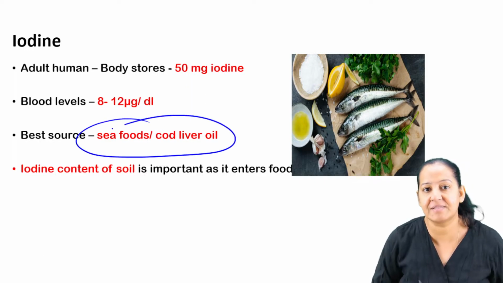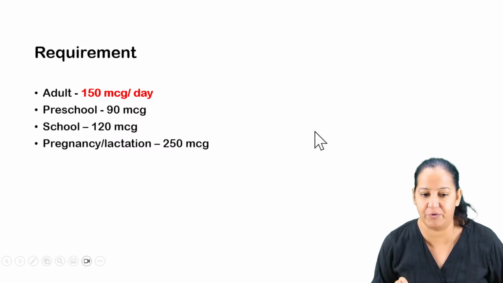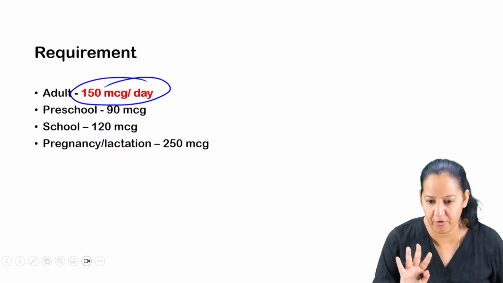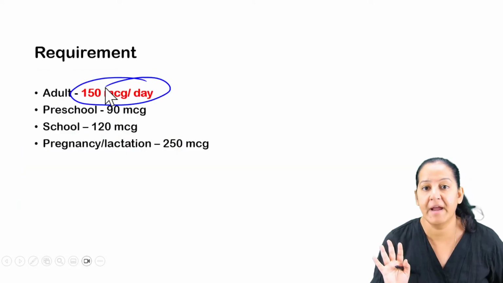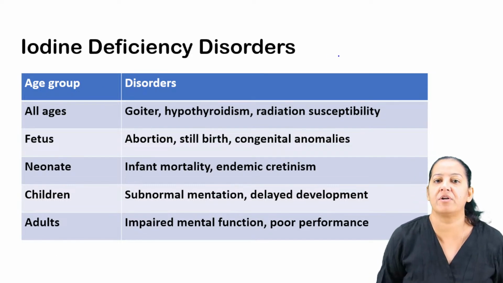Iodine is mainly present in seafood. You can see the most common source is seafood. Requirement is 150 microgram per day. Nobody is going to ask you, but for your knowledge, you should know 150 microgram per day. Iodine deficiency disorders are known as IDD. If iodine is not adequate in the diet, iodine deficiency disorders can occur.